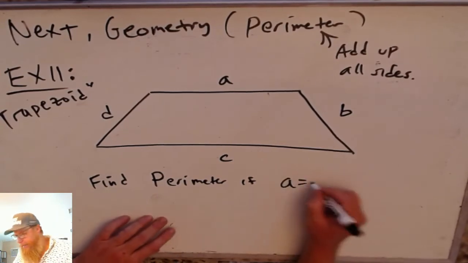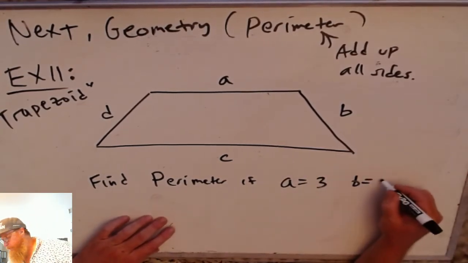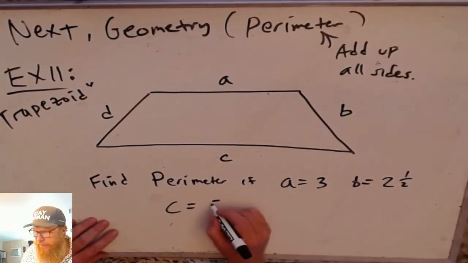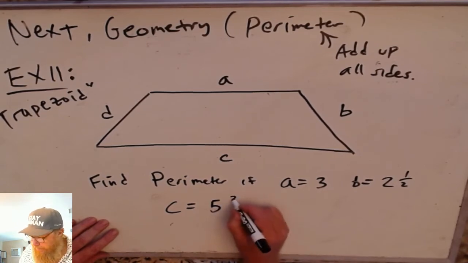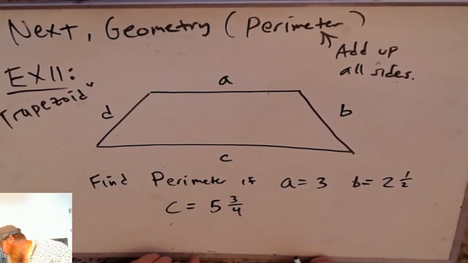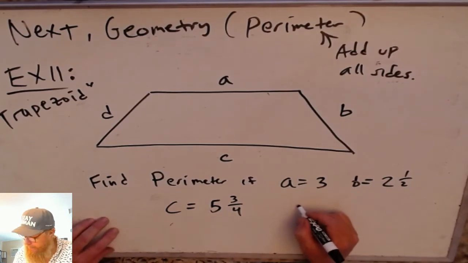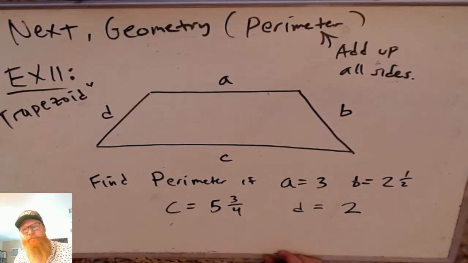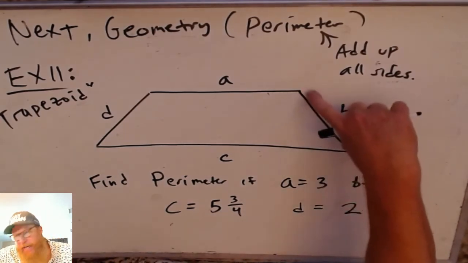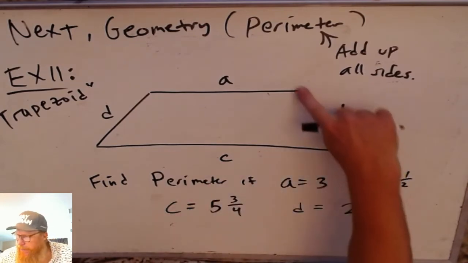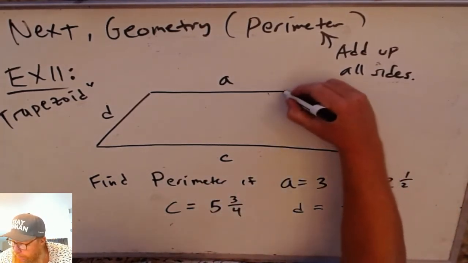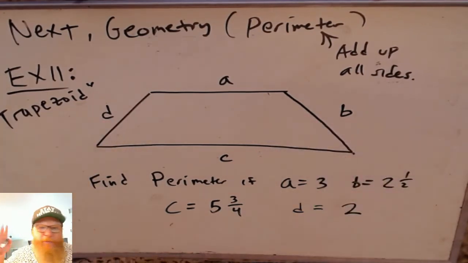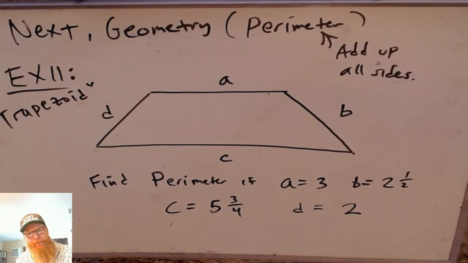If A is 3, B is 2.5, C is 5 3/4, and D is 2. So B is just a little bit longer than D. I don't know if you could tell that by the picture, but it's kind of more like this. So these are not the same length, even though they often visually might look similar, they're not the same. Okay.